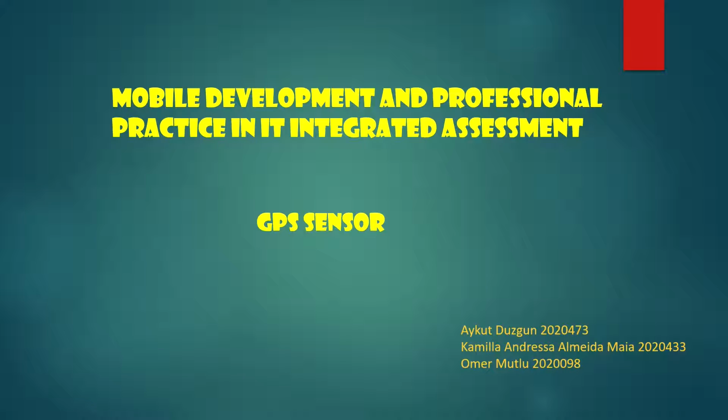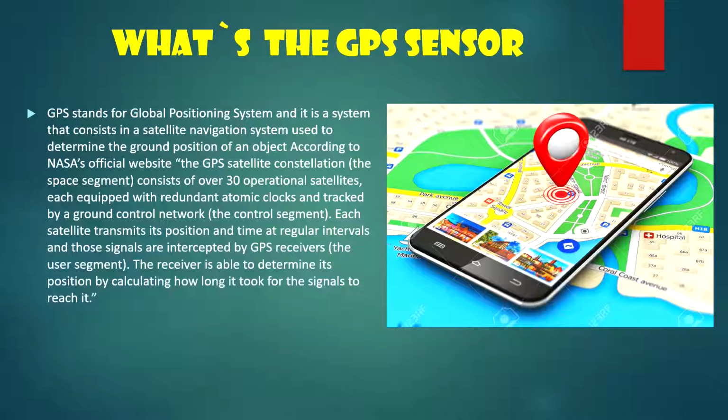I am Aykut Düzgün. And first of all, what is the GPS? GPS stands for Global Positioning System, and it's a system that consists of a satellite navigation system used to determine the ground position of an object according to NASA's official website. The GPS satellite constellation consists of over 30 operational satellites, each equipped with redundant atomic clocks and tracked by a ground control network.